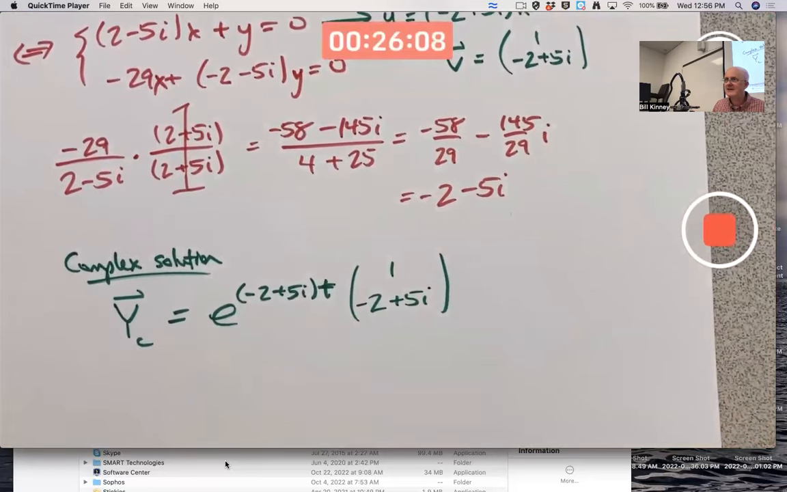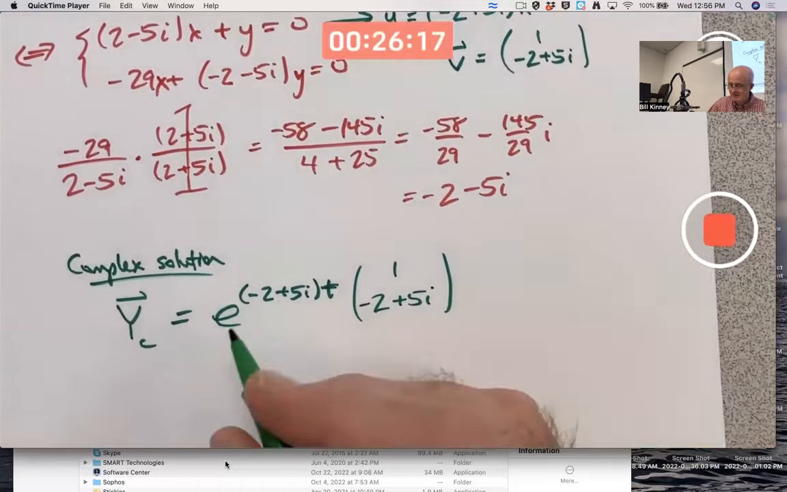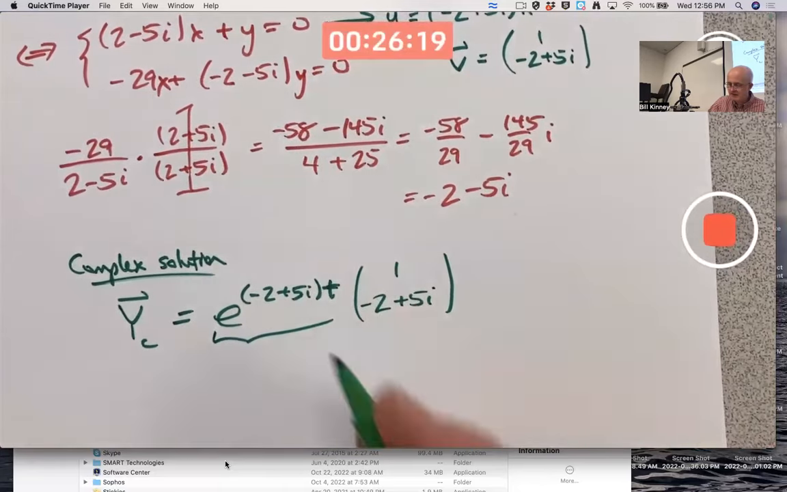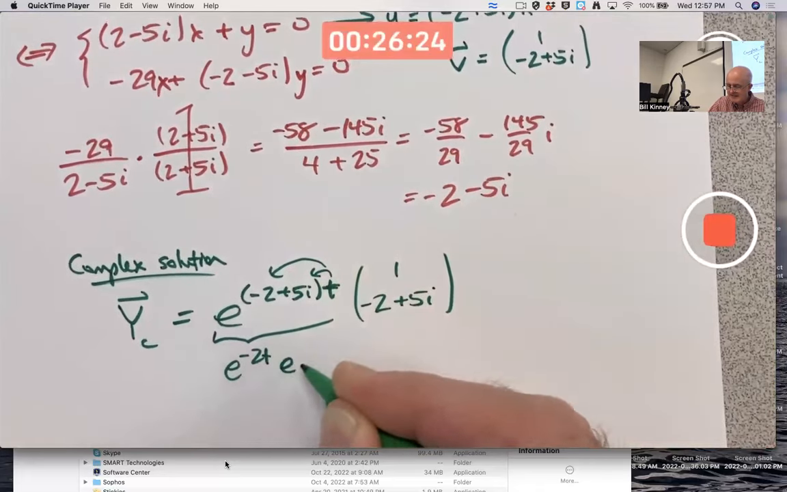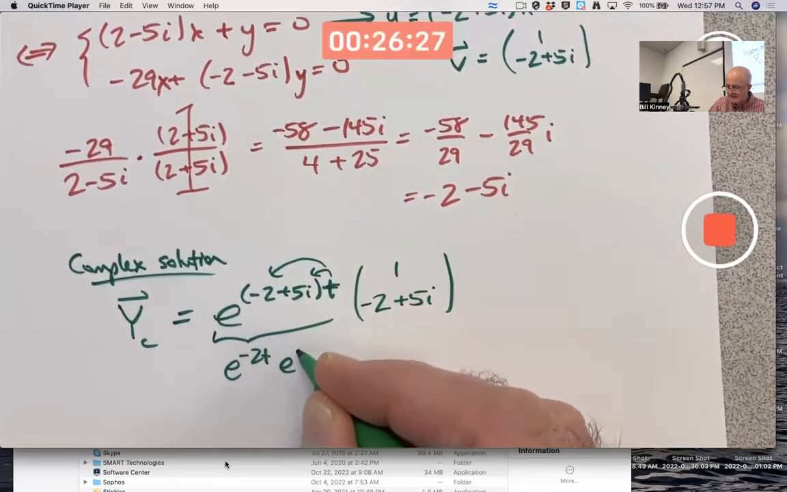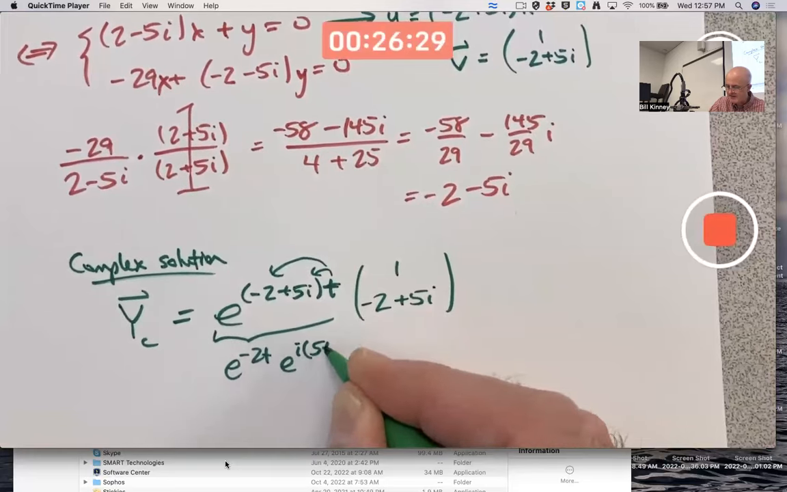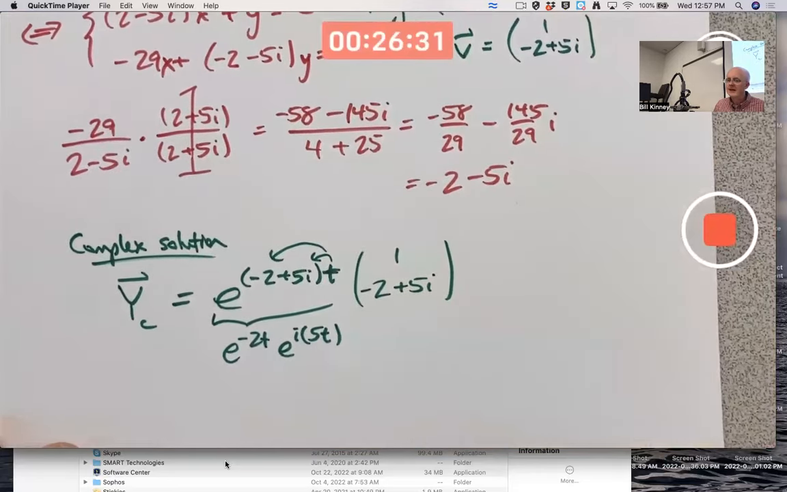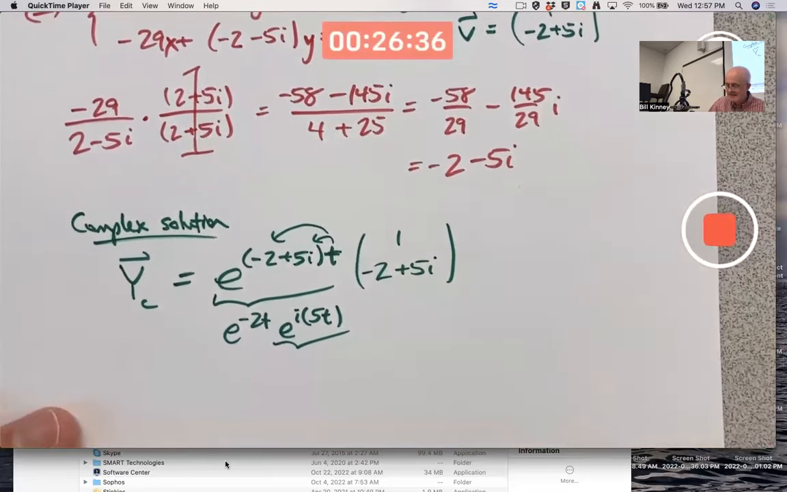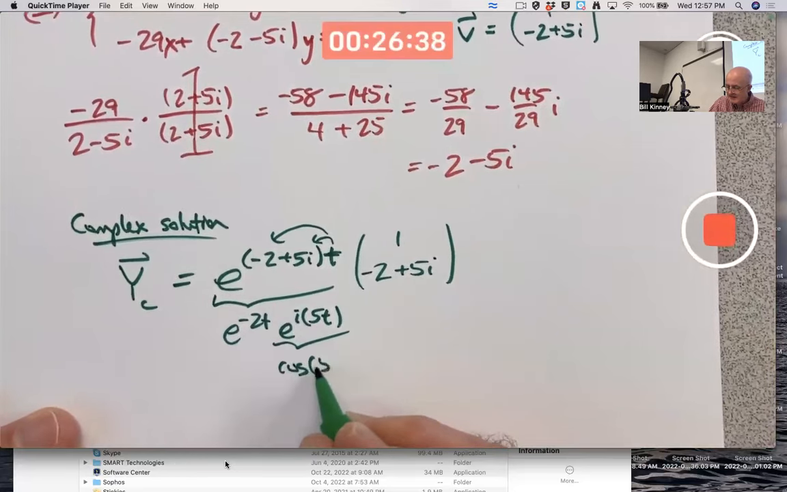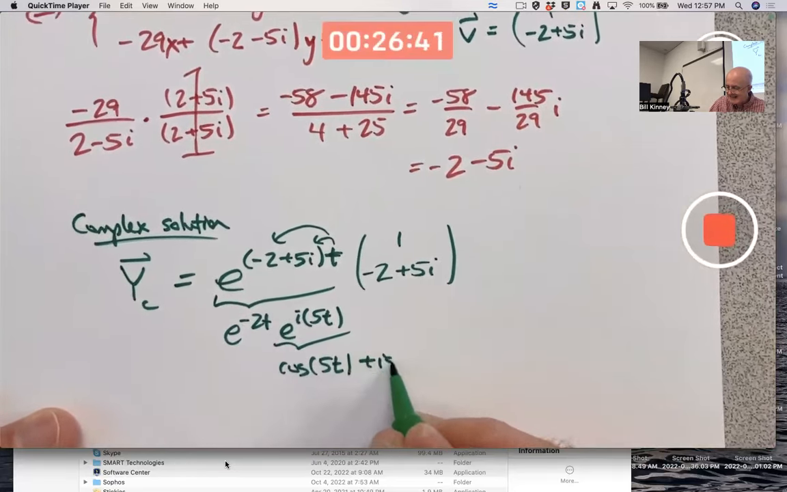All we care about is now using something called Euler's identity to write this in a different way that's going to be useful. First of all, you can multiply the t through the parentheses here and get e to the negative 2t times e to the 5it, which I'll write as e to the i times (5t). And then Euler's identity says e to the i times 5t is cosine of 5t plus i sine of 5t.